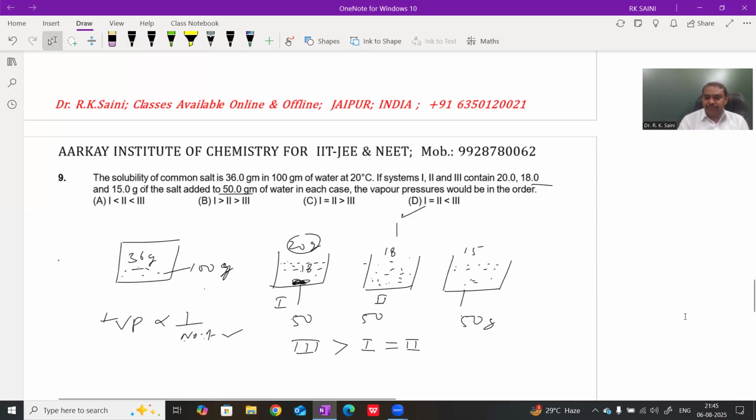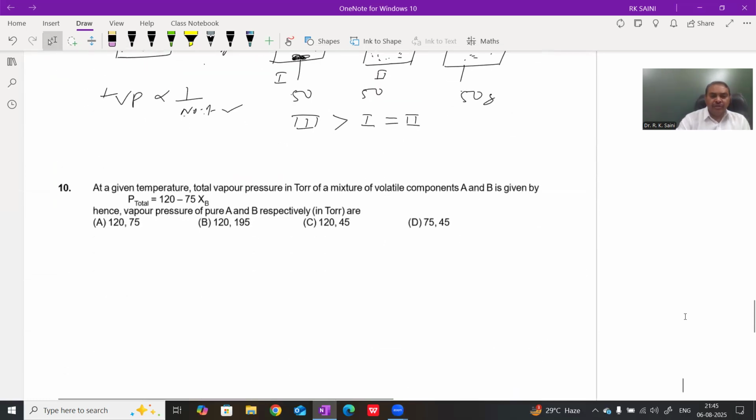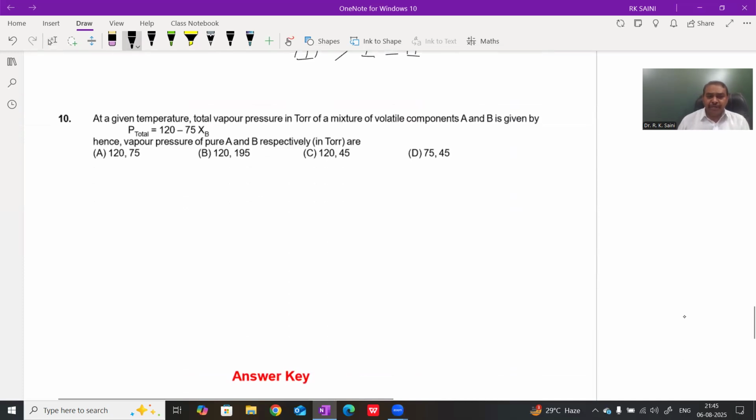Question number 10. It is also a conceptual question. Given the temperature and the total vapor pressure of the mixture of A and B, find the vapor pressure of pure A and B. According to Raoult's law, P total is the sum of the partial pressures of components A and B, and the partial pressure of a component is directly proportional to its mole fraction. Therefore, P total equals P naught A XA plus P naught B XB.